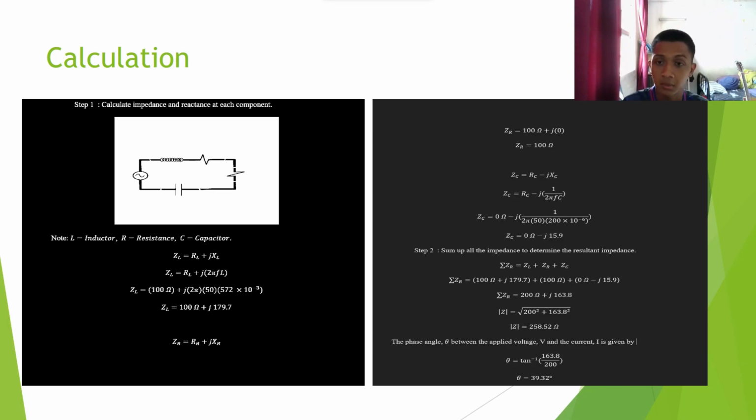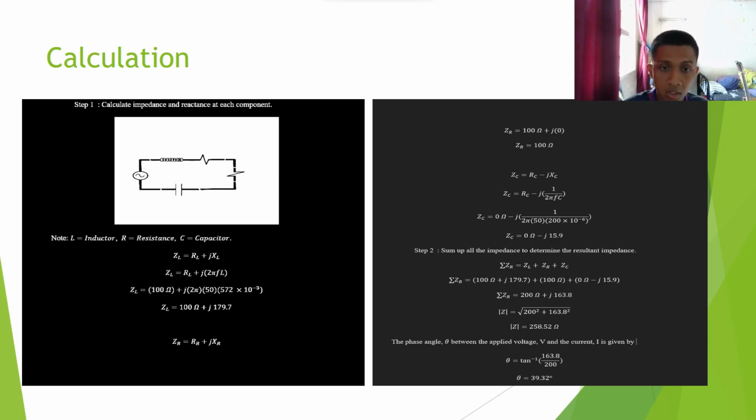For example, we started with the inductor component, and the impedance at the inductor given is ZL = RL + j times ωL, and then we just need to substitute all the given values and we'll get the answer for impedance at the inductor, which is 100 ohm + j times 179.7. Then repeating the same step at each of the components, we get all the impedance values, and then we just sum up to get the resultant impedance, which I get as 200 ohm + j times 163.8.